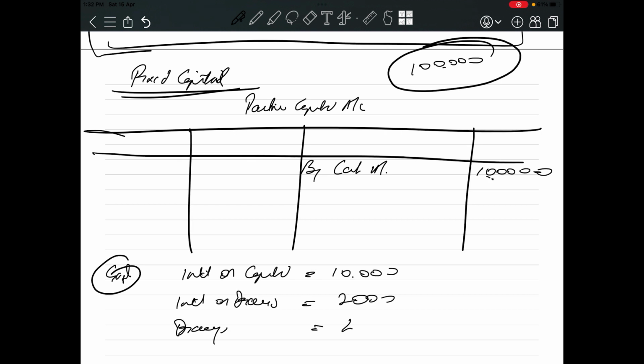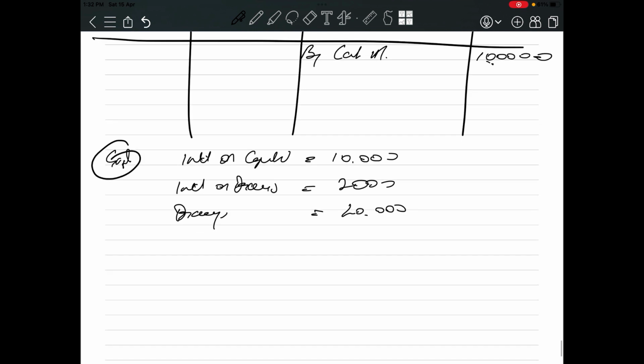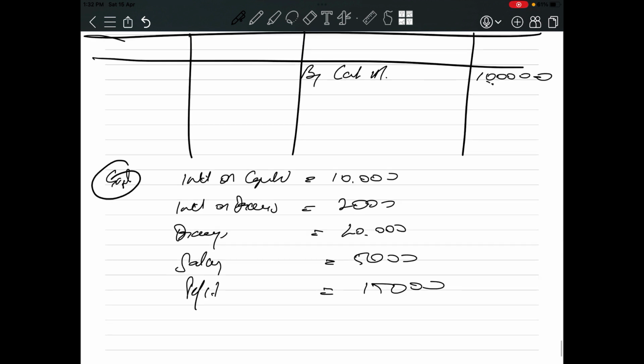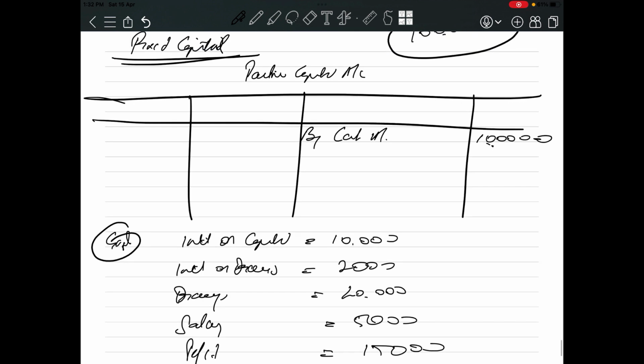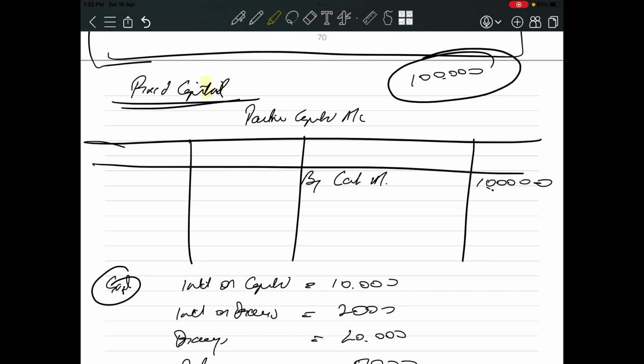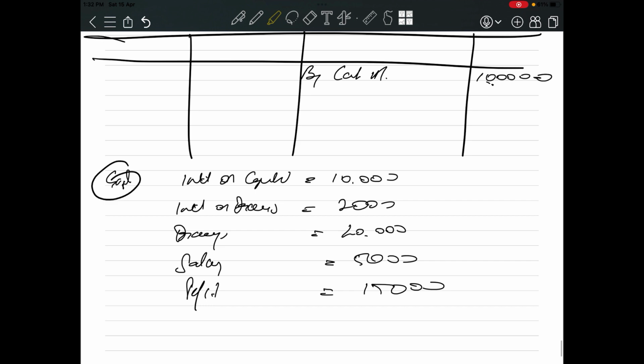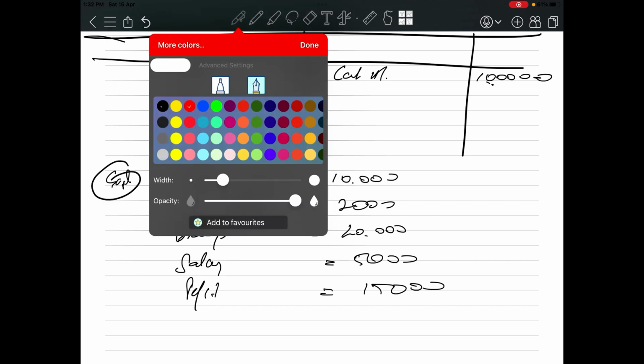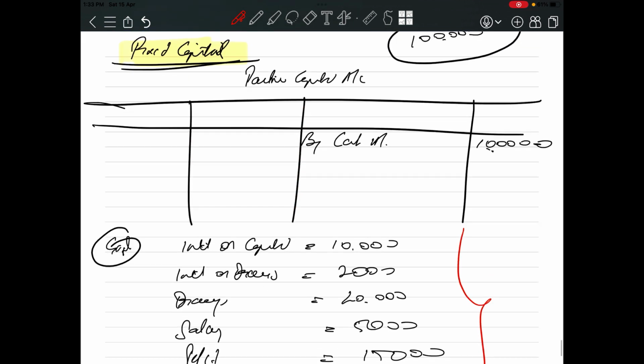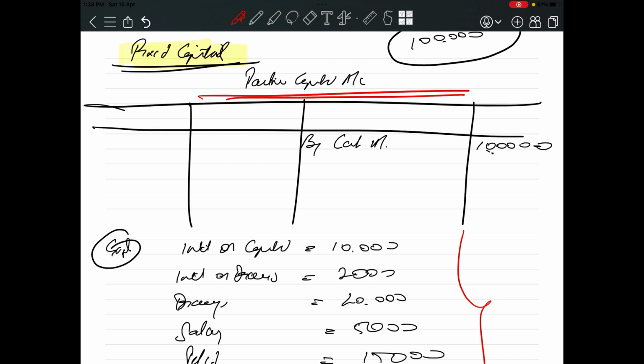The drawings amount is 20,000. Partner has got a salary of rupees 5,000, and profit is 15,000. Now see, if we are preparing fixed capital account, do you think all these transactions, all these items should be written in the partner's capital account if we are maintaining fixed capital?